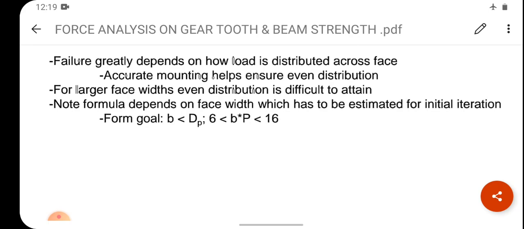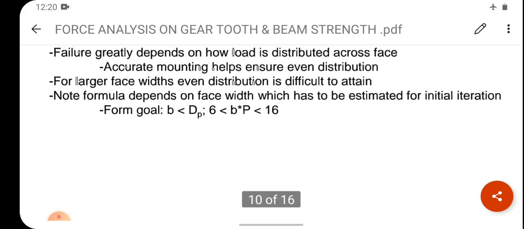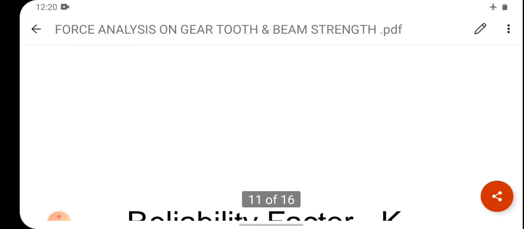So for large face width, even distribution is difficult to attain. Note that the formula depends on face width, which has to be estimated for the initial iteration. Form goal factor: that is B, less than dp, diametral pitch, or you can say 6 less than b into p less than 16. This is the formula to find out face width. Clear? B is nothing but face width, already explained in the previous slides. So here this is the formula.